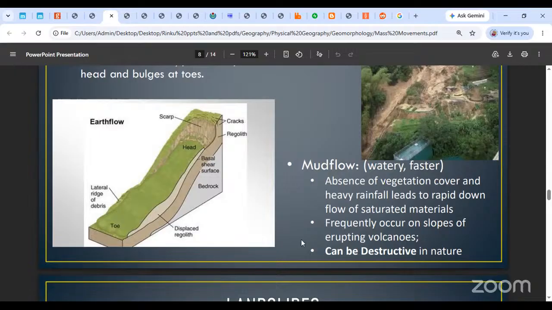Mud flows frequently occur on the slopes of erupting volcanoes. If you remember, when we had discussed volcanoes, we had discussed two particular flows. One was lahars, the other was nuée ardente. Remember? Lahars, I had told you, were the flows which involved water. Usually the volcano erupts and keeps the weathered debris, pyroclastic material, mud and ash it is throwing out over there only. It sits along the foothill of the volcano.